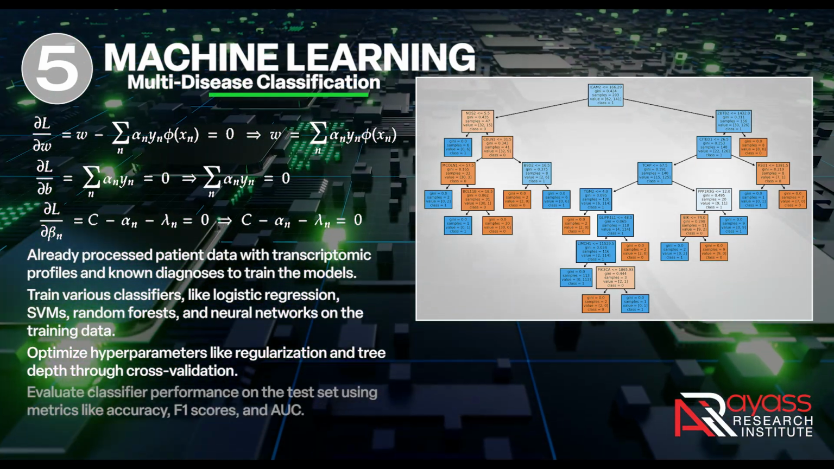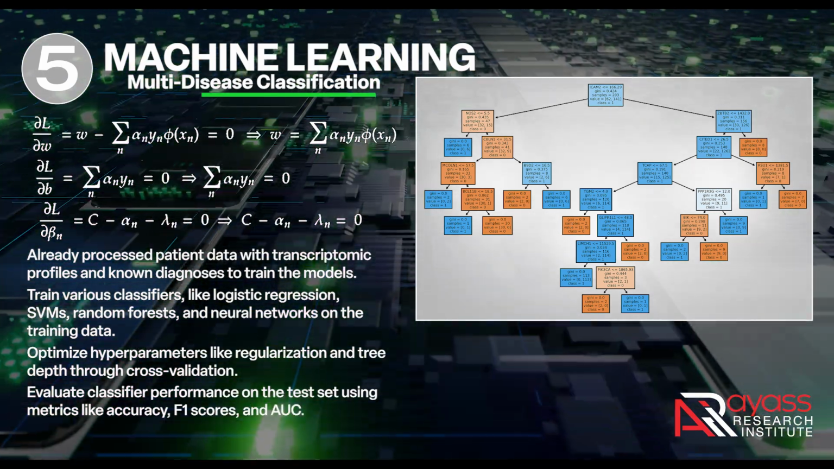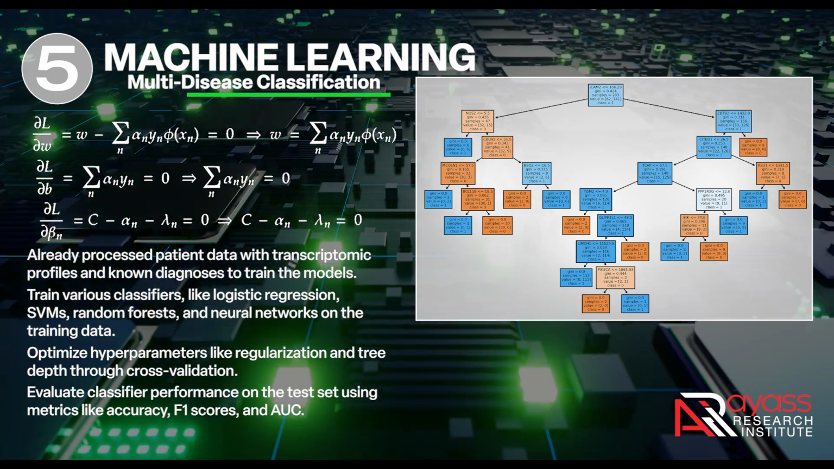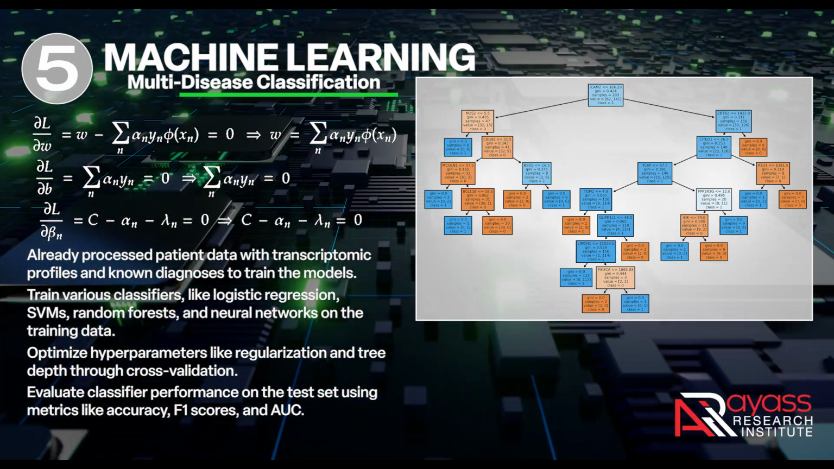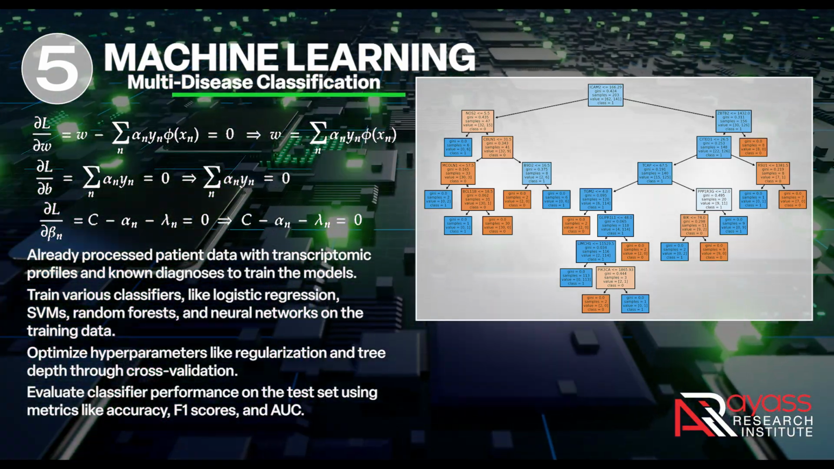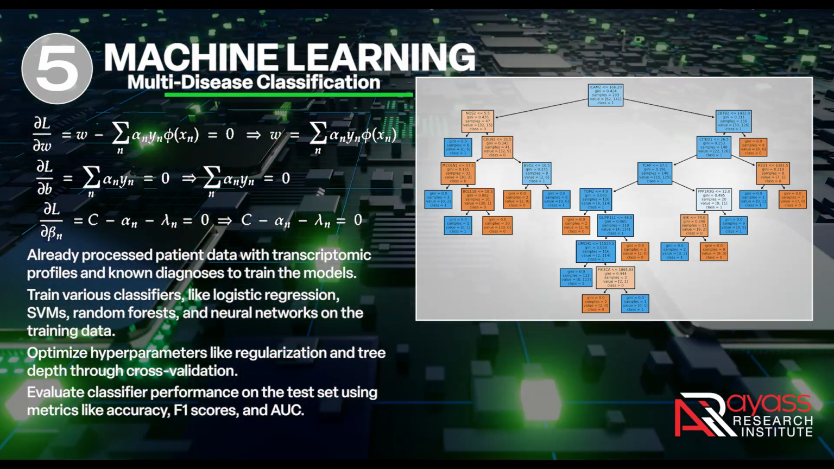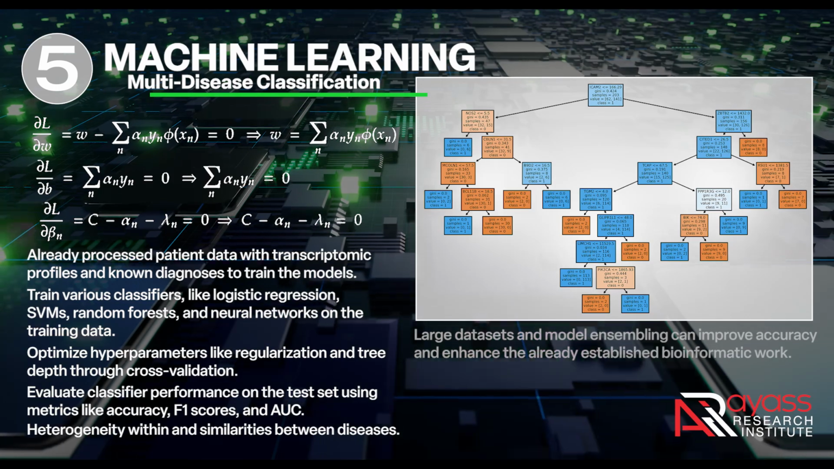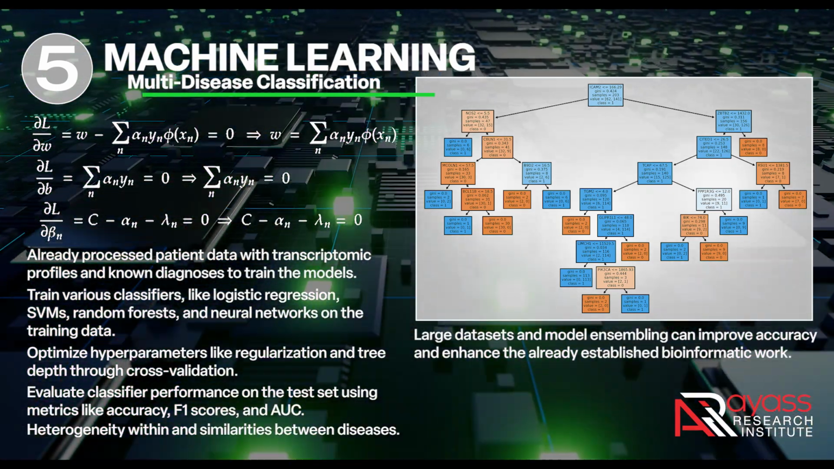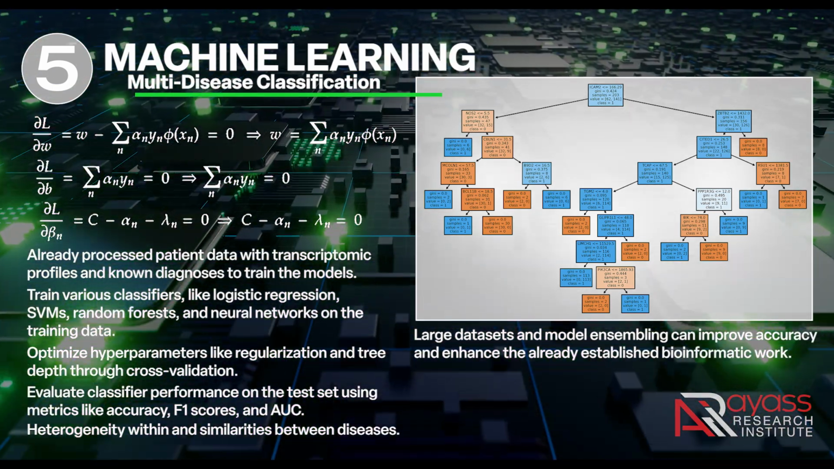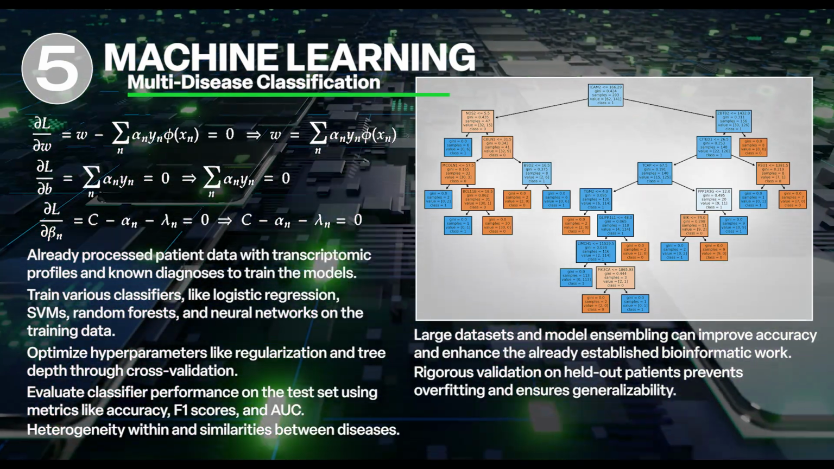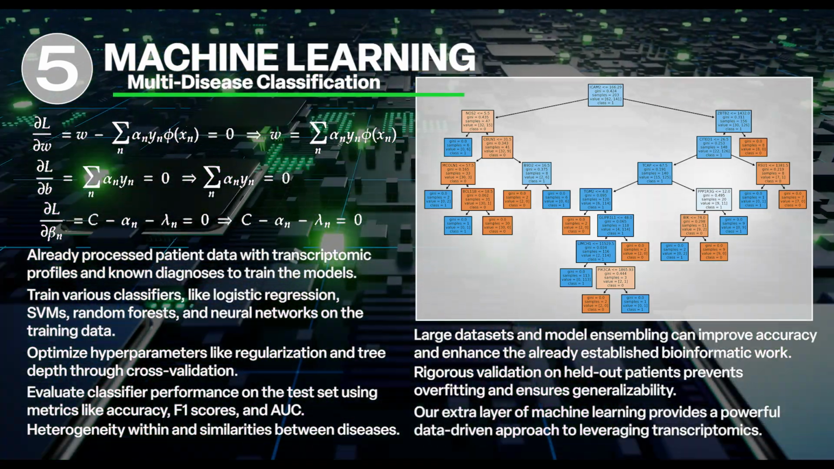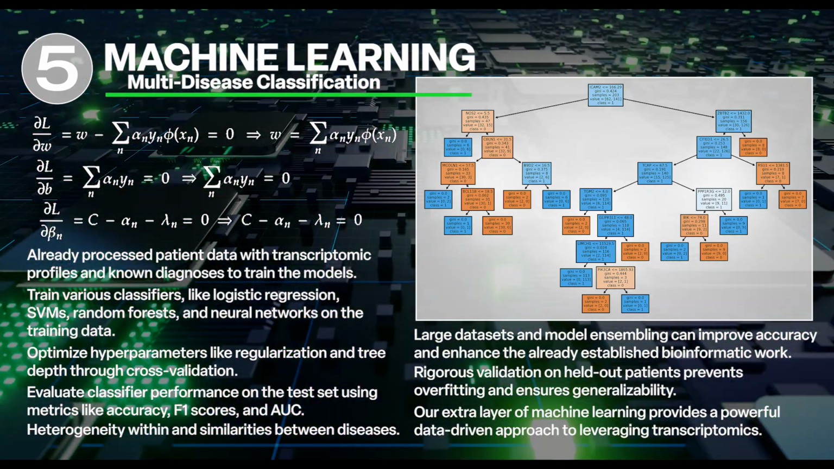Once the models are tuned, we evaluate classifier performance on the test set using metrics like accuracy, F420 scores, and AUC. To gain insight into the models, we can analyze feature importance, but it's important to note that we have carefully selected these features based on genes that best fit the disease classification. Multi-disease classification is inherently challenging due to heterogeneity within and similarities between diseases. But large data sets and model ensembling can improve accuracy and enhance the already established bioinformatic work. Most importantly, rigorous validation on held-out patients prevents overfitting and ensures generalizability. Overall, our extra layer of machine learning provides a powerful data-driven approach to leveraging transcriptomics.